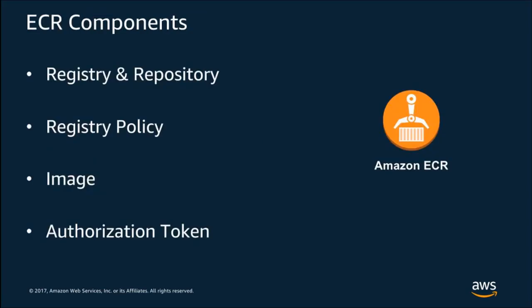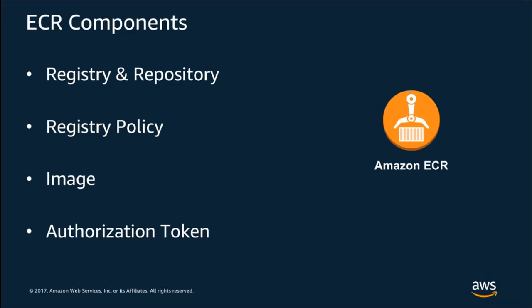So let's talk about ECR components. Your first one is the registry and repository, your registry policies, your images, and your authorization token. Your registry is provided to each AWS account. You can create image repositories in your registry and store images in them. Your repository is then an image repository that contains all your Docker images. You can apply repository policies to control access to your repositories and the images within them.